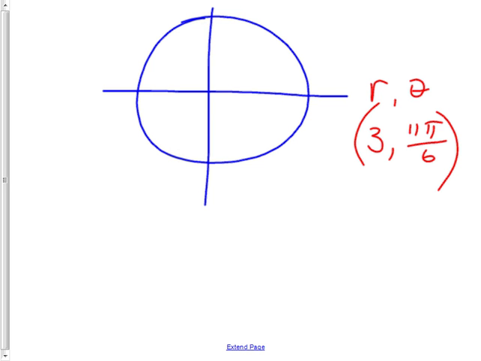And then I'd like you to figure out 3 other ways to write the location of that point. Write them down, and I'm going to have you compare with other people in just a second here. Okay, I'm going to pause for a second.